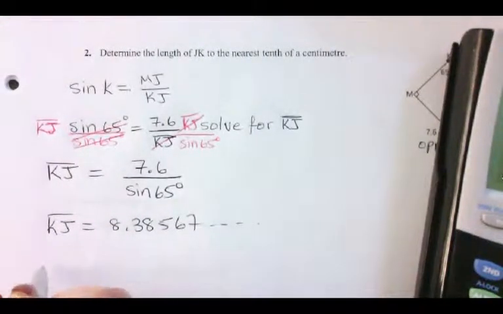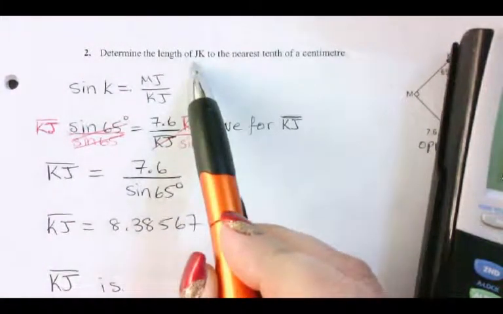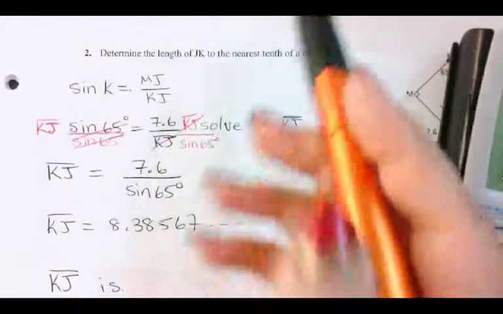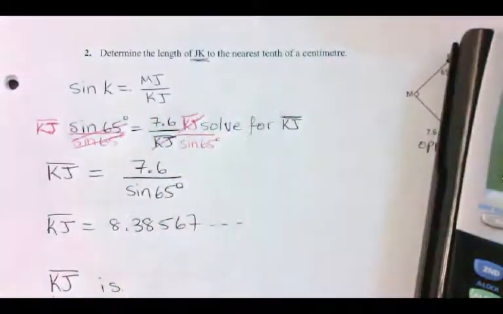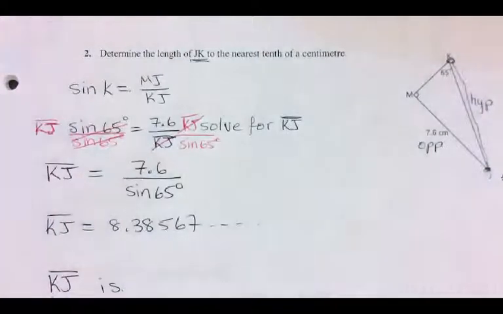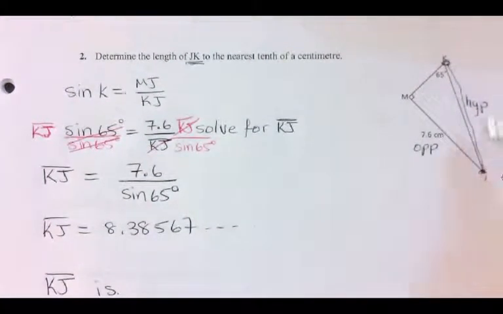So this line is approximately KJ. Now notice here I keep writing KJ, and what does the question say? JK? Does that matter? Why not? What is line JK as opposed to KJ? This is line JK if I start here and end here. And if I start here, this is line KJ.